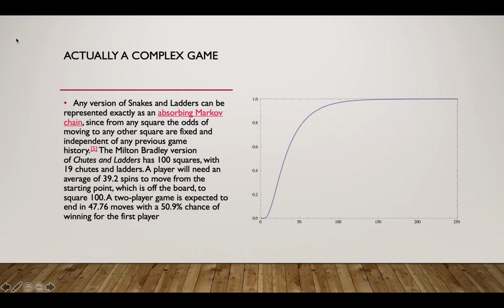So let's just say the Milton Bradley version of Chutes and Ladders has 100 squares, 19 chutes and ladders, and a player will need an average of 39.2 moves to go from the starting point, which is off the board, to square 100. A two-player game is 47.76 moves with a 50.9% chance of winning for the first player.